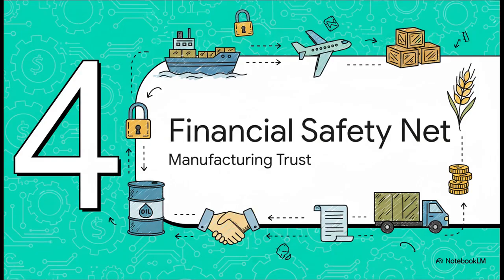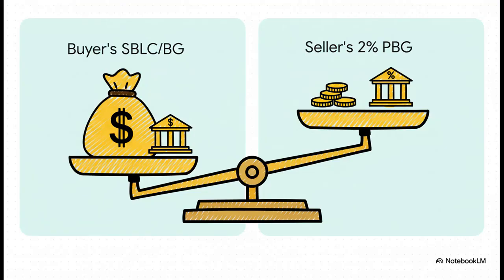So we've seen the language, we've seen the process, but what's the real magic here? What's the core thing that stops one side from just bailing or cheating the other? Well, that's the financial safety net. It's all about this mutual, bank-enforced protection. The buyer's SBLC is a binding promise for 100% of the deal's value. In return, the seller's bank issues what's called a performance bond, usually for about 2% of the contract value. This is the seller's skin in the game. If they fail to deliver, the buyer can claim that 2% from the seller's bank as a penalty. See? Both sides are locked in and their banks are holding the keys.